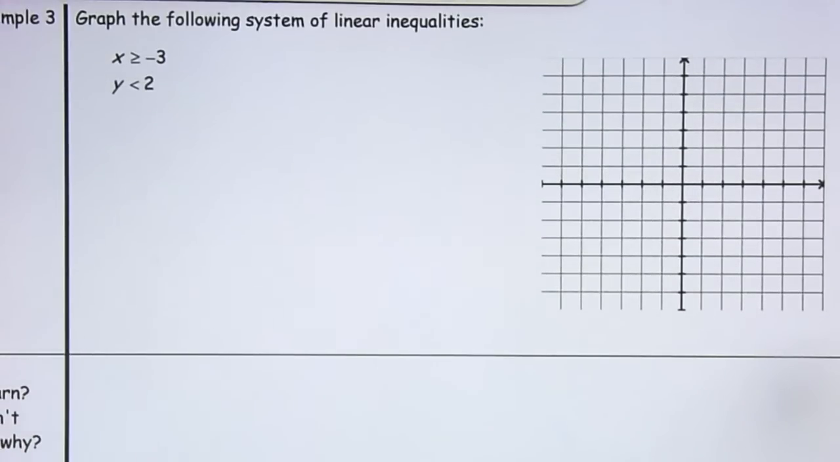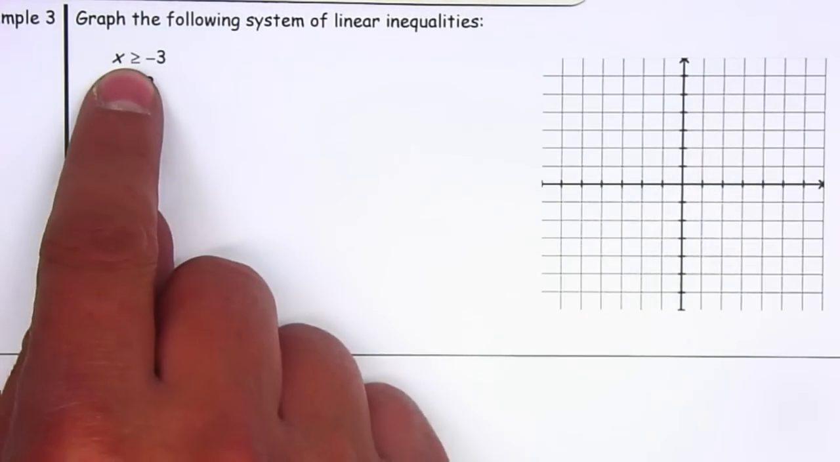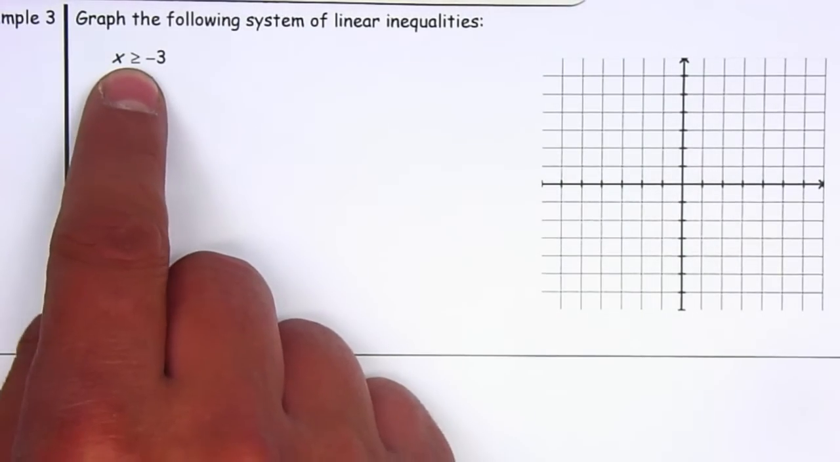On example number 3, we're going through the same process. We need to graph the following system of linear inequalities. We have x is greater than or equal to -3.